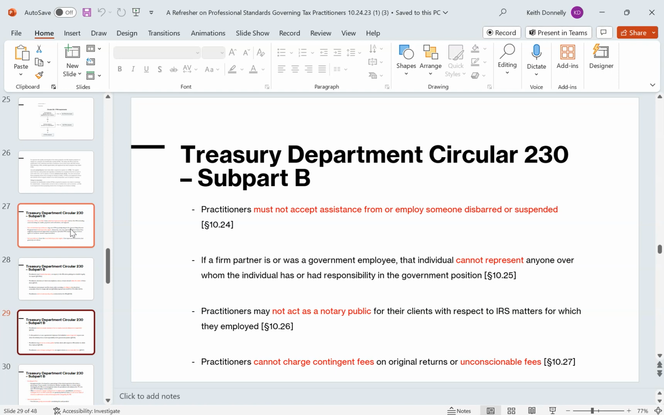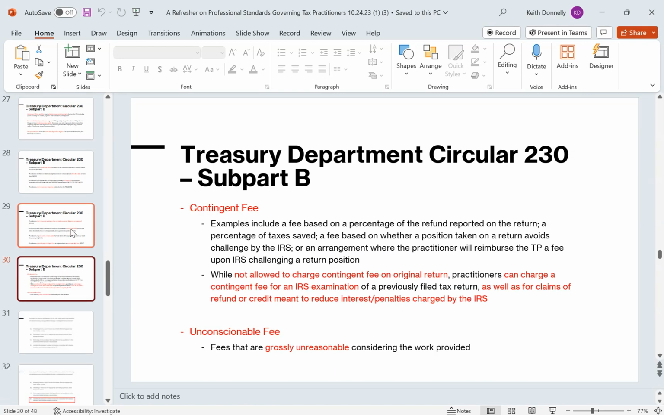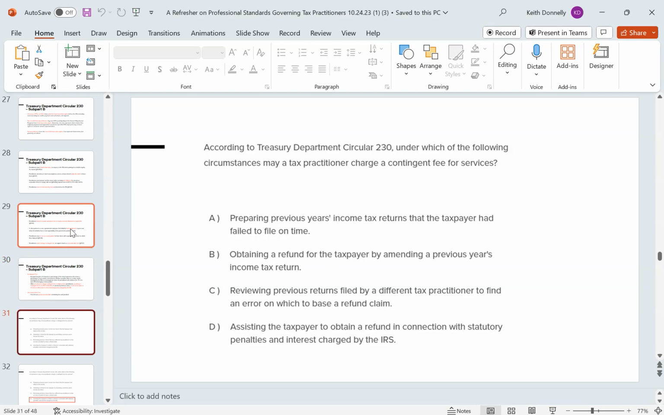You can't accept assistance from or employ someone disbarred or suspended. You can't represent anyone if you formerly worked in the government, so you've got to be careful in that regard. You essentially have to be aware of who you previously had responsibility over. Likewise, you can't act as a notary public. And then, as we've seen before, general rule, no contingent fees. But when are you allowed to have contingent fees? Somebody gets audited, or you're trying to abate interest or penalties.